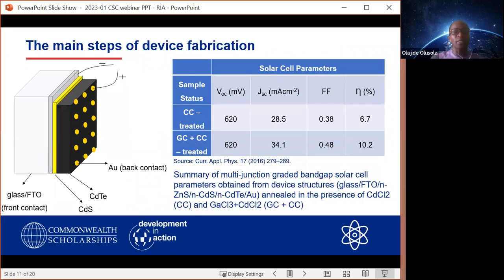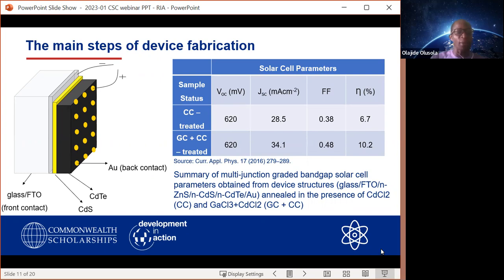Now, the main steps of device fabrication, as you can see in that diagram. A solar cell consists of a minimum of 2 materials. We have a P material, we have an N material, but in my research work, we have been able to discover that a solar cell doesn't have to be just a PN junction. We can have an NN junction plus Schottky barrier material, so we can have an n-n plus Schottky barrier junction, even in solar cell fabrication.